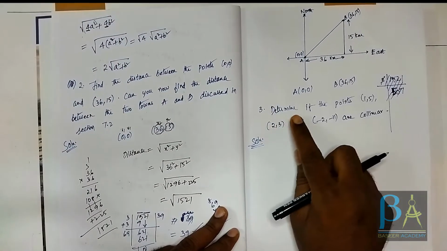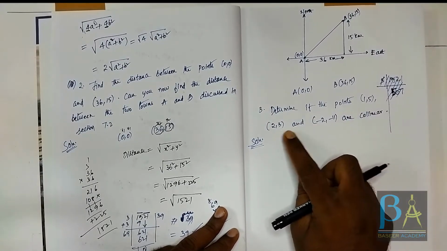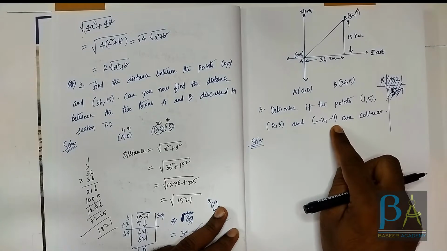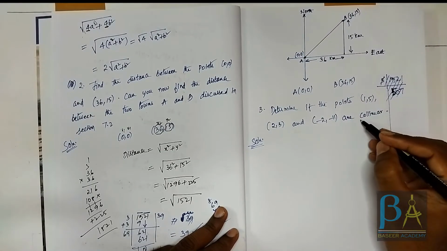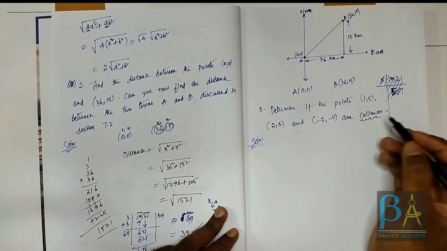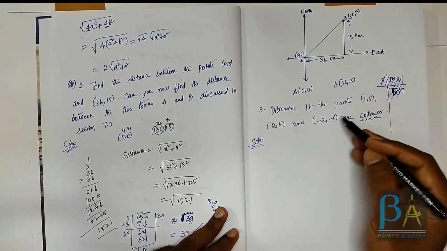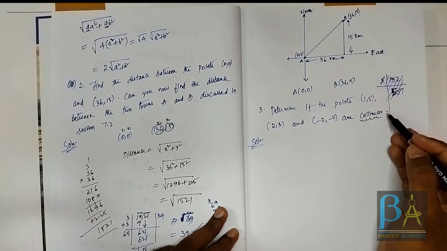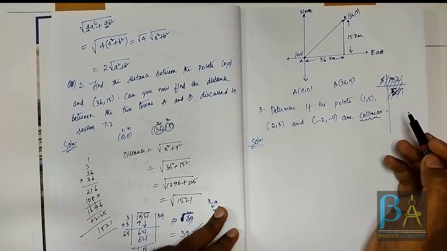Now the third question says, determine if the points 1, 5, 2, 3 and -2, -11 are collinear. What do you mean by collinear? If the points lie on the same line, you call those points collinear. Points lying on the same line are known as collinear. So we need to check if these 3 points lie on the same line.